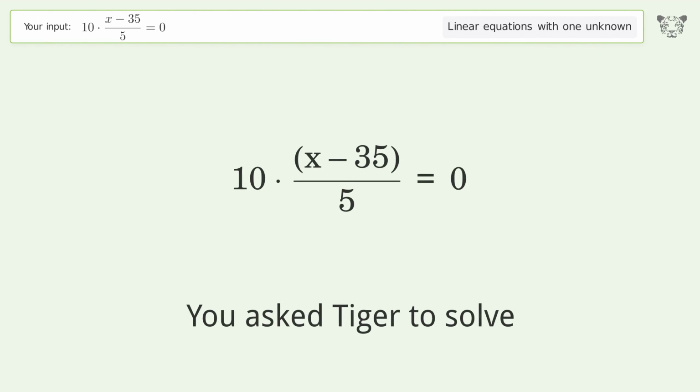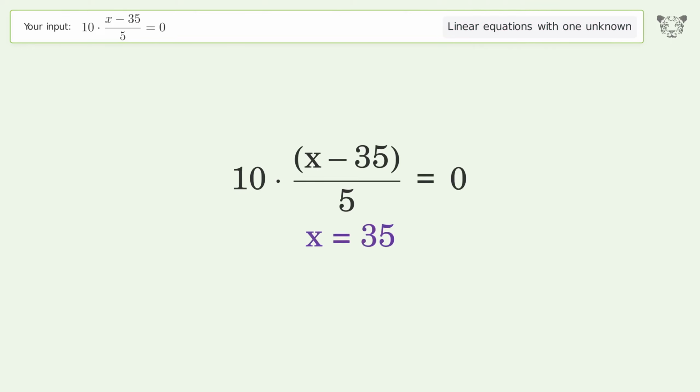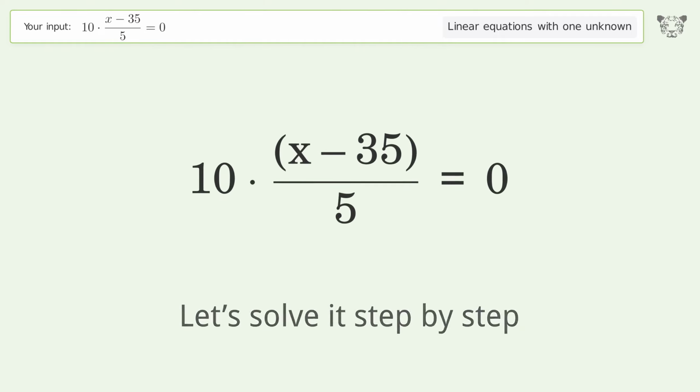You ask Tiger to solve. This deals with linear equations with one unknown. The final result is x equals 35. Let's solve it step by step.